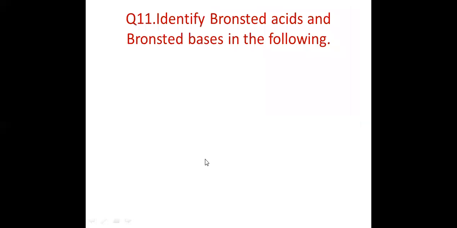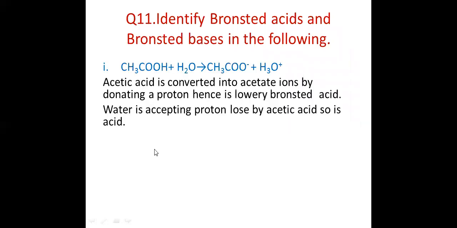Question number 11, identify Bronsted acids and Bronsted bases in the following. Question number 1, acetic acid when reacting with water will give acetate ion and hydronium ion. So you can see that acetic acid is donating a proton to water. According to the Lowry-Bronsted concept, an acid is a species which can donate a proton. So acetic acid will act as a Lowry-Bronsted acid, while water can accept a proton to form hydronium ion.